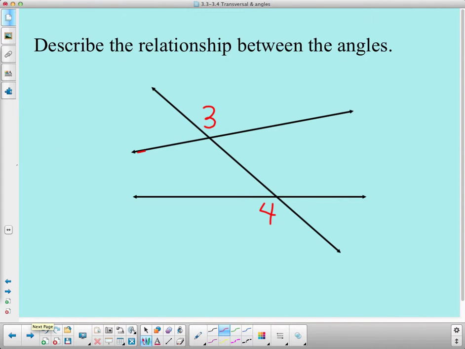Okay, here are your 2 lines. Are the 3 and the 4 between the 2 lines? No. Okay, they're outside of it, so it's exterior. And the only choice we have is alternate exterior. Are 3 and 4 on different sides of the transversal? Here's your transversal. 3 is above it, 4 is below it. Those are alternate exterior angles, outside of the pair and on different sides of the transversal.